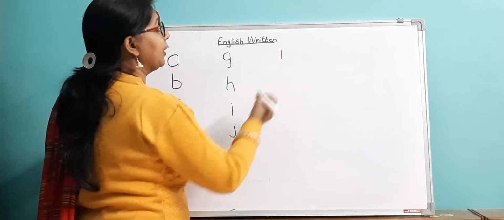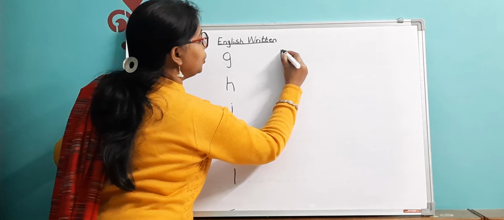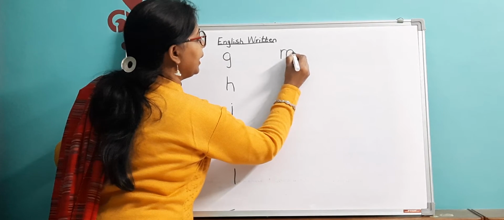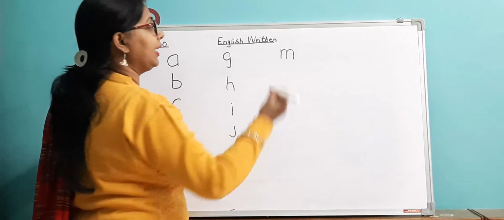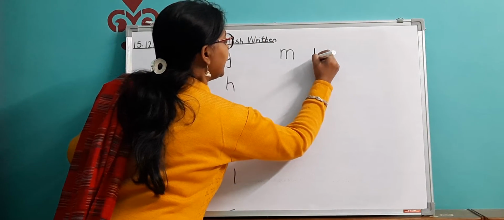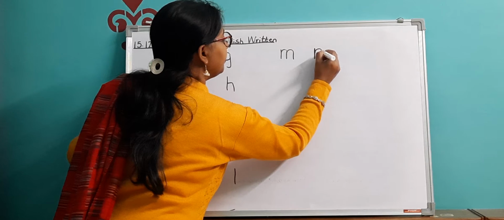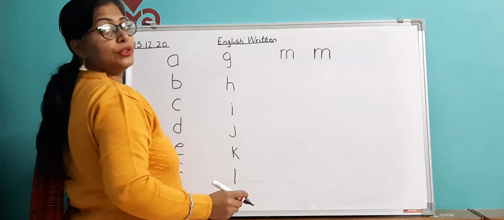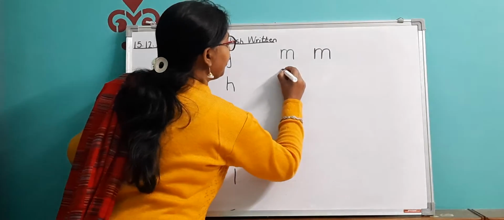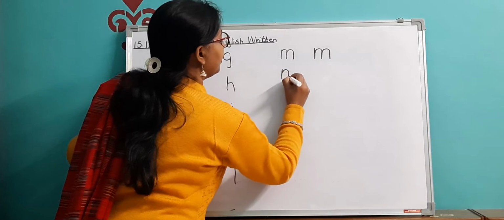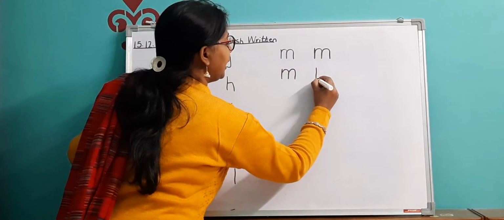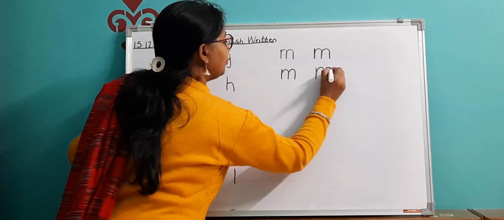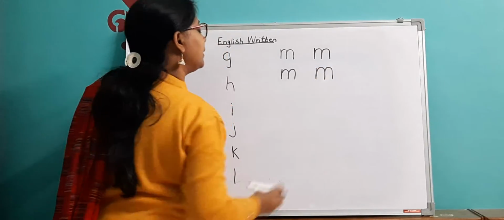So how do we write m? Standing line, and from here you will draw like this. Standing line, again go back on the same line and come back. This is small m. Again watch my hands how I am writing. Standing line, go back and then make a curve and then come down. Again go back. Just see how I am writing. I am not lifting up my pencil. On the same line I am drawing a line like this. This is small m.